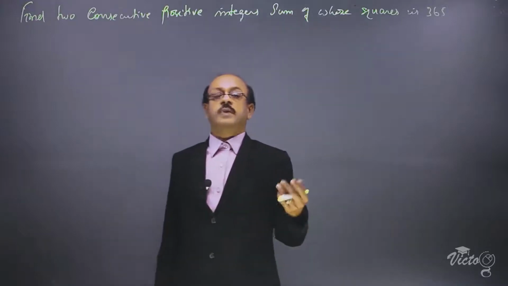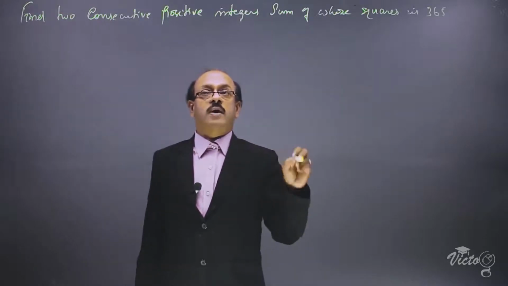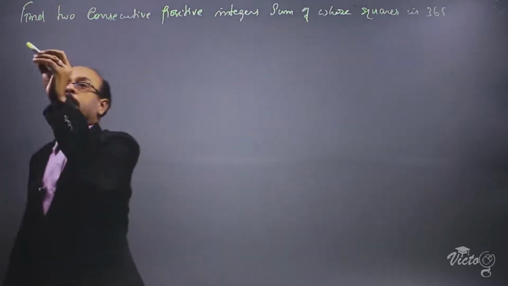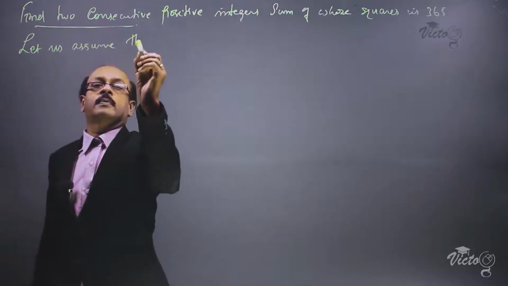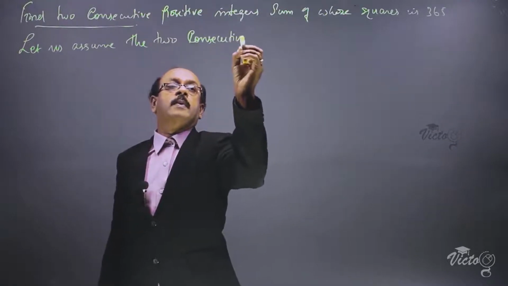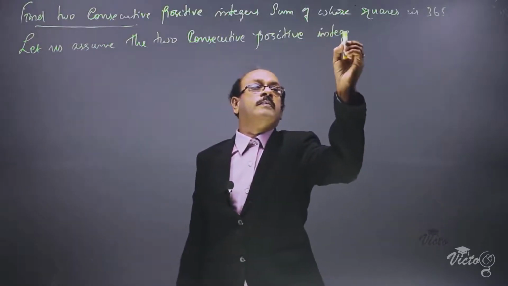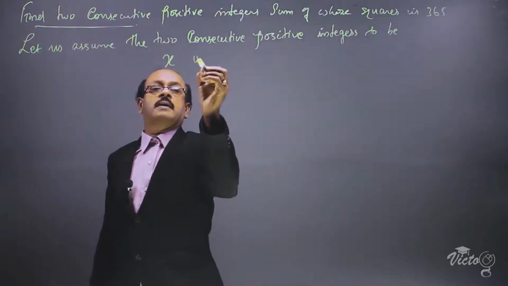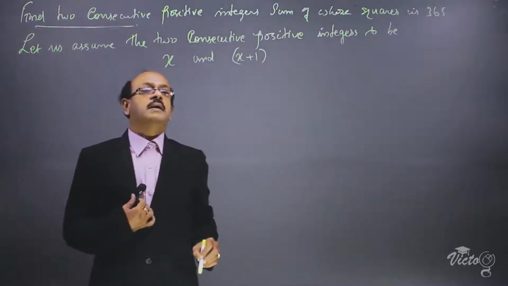So we can assume the two consecutive positive integers to be x and x plus 1. Since they are consecutive, the difference will be 1. So let us assume the two consecutive positive integers to be x and x plus 1.